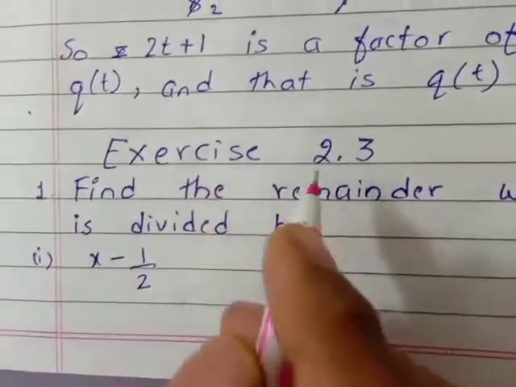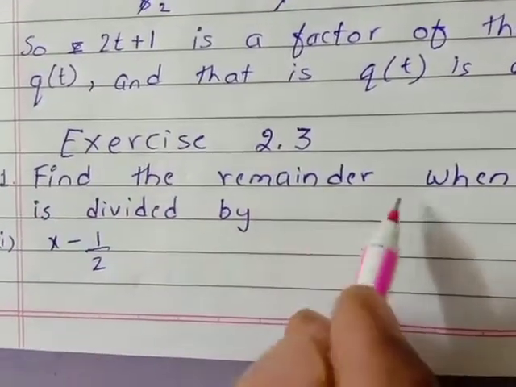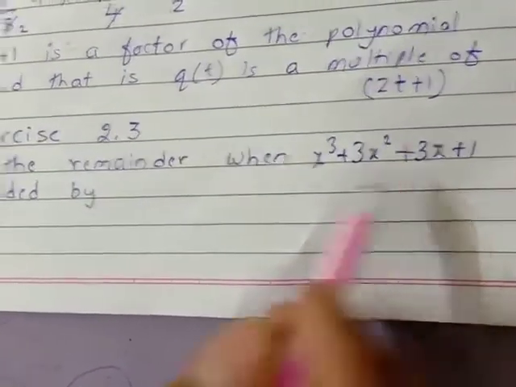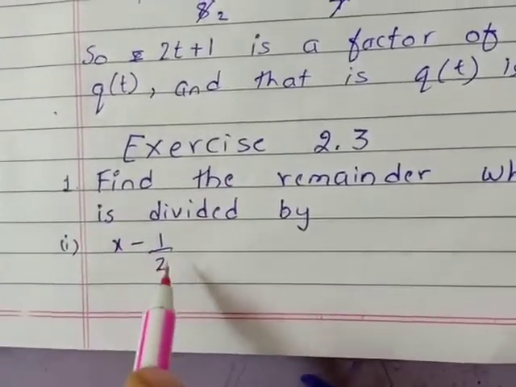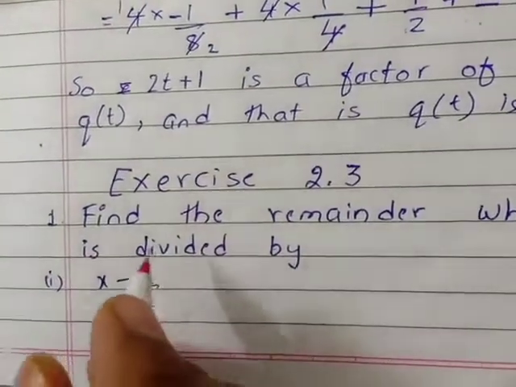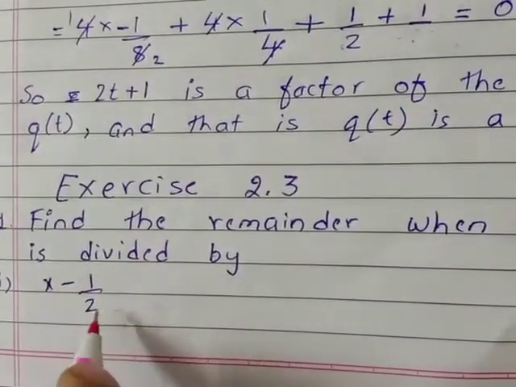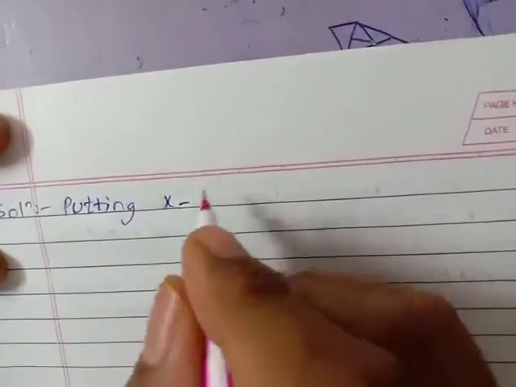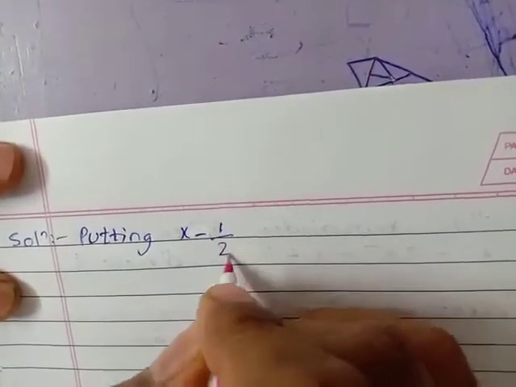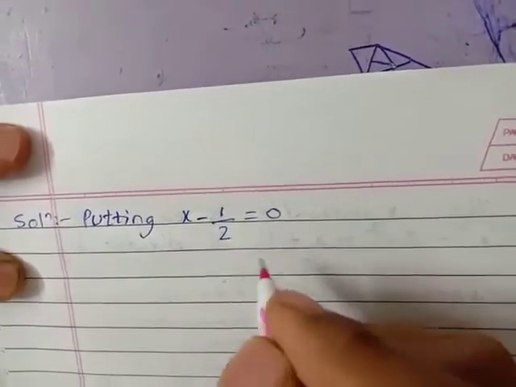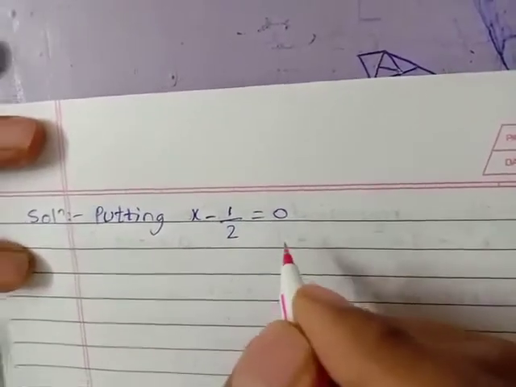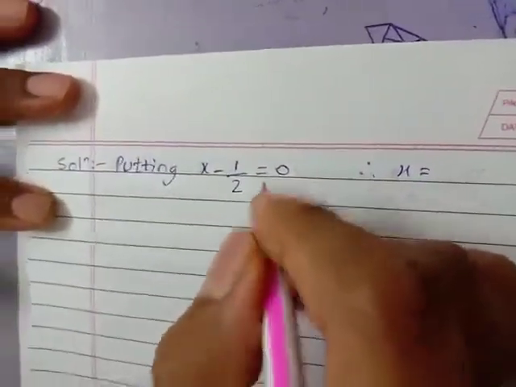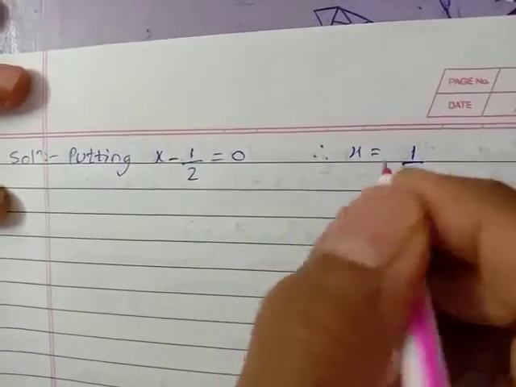Now let's solve exercise 2.3. Find the remainder when x cube plus 3x square plus 3x plus 1 is divided by x minus 1 by 2. Okay, how will we solve this? We will put x minus 1 by 2 equal to 0. Now we will solve and get the value of x. Therefore x equal to minus 1 by 2 will go this side, so it will become plus 1 by 2. Okay, the value of x is 1 by 2.